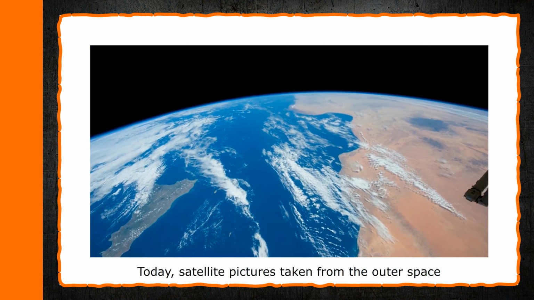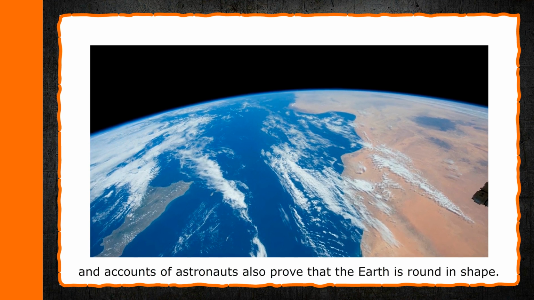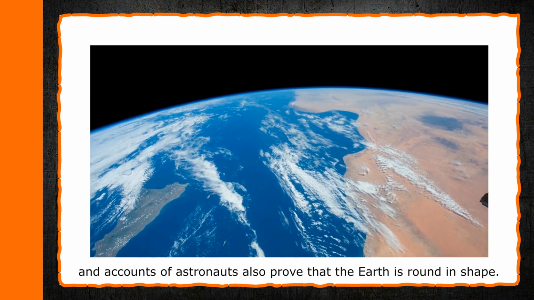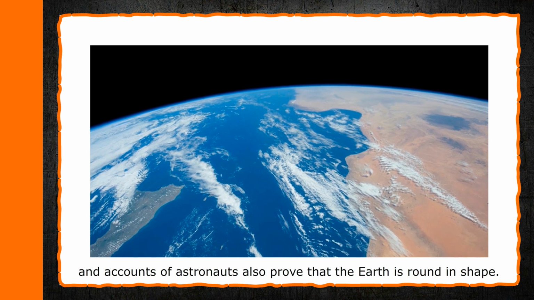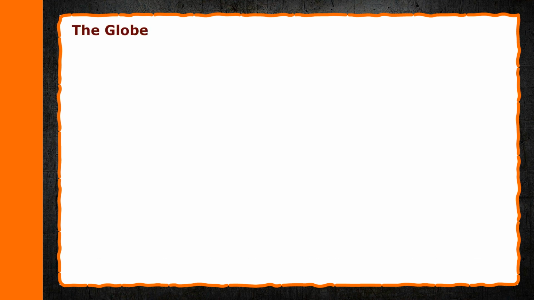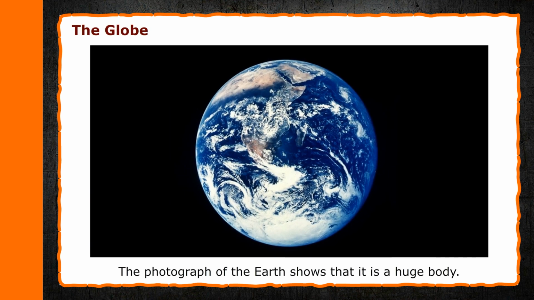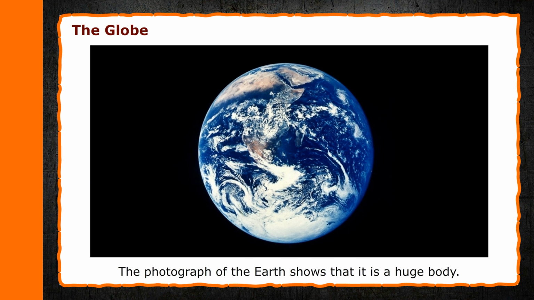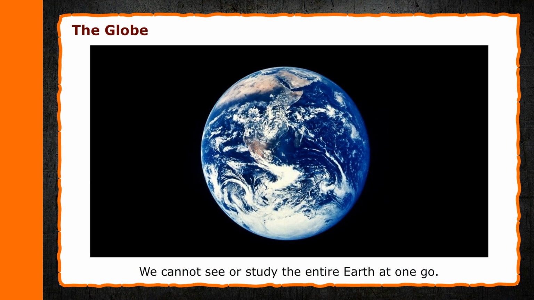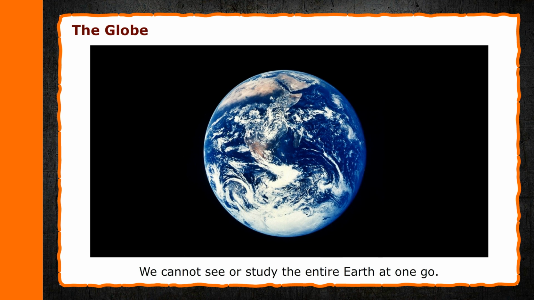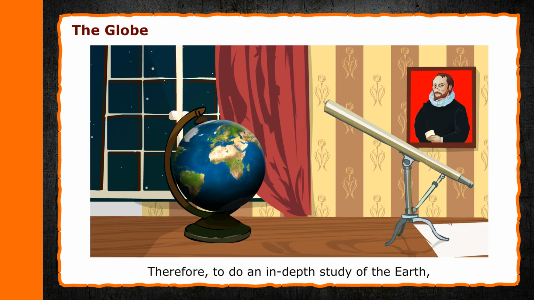Today, satellite pictures taken from outer space and accounts of astronauts also prove that the earth is round in shape. The globe. The photograph of the earth shows that it is a huge body. We cannot see or study the entire earth at one go. Therefore, to do an in-depth study of the earth, a small model of the earth called a globe is used.